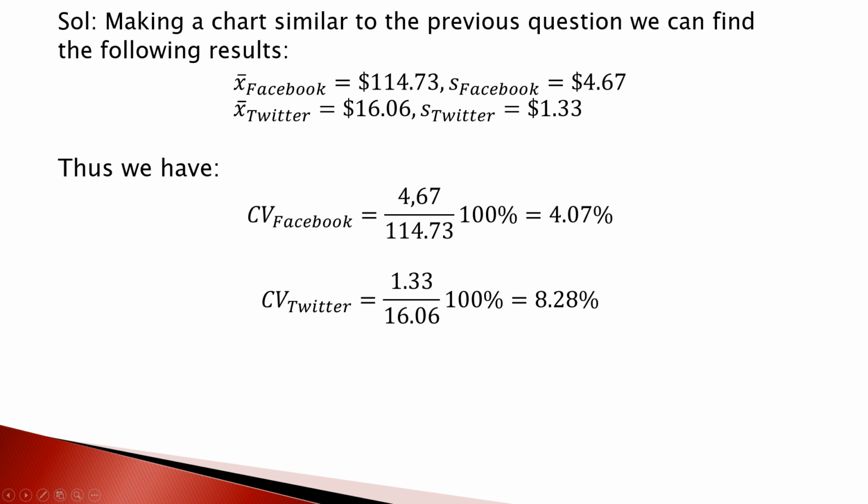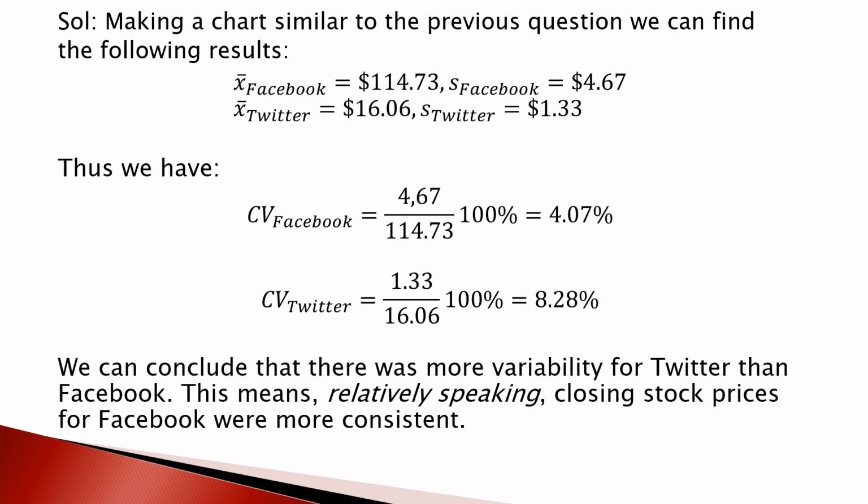The coefficient of variation for Facebook is 4%, but for Twitter it's 8%. So how do we interpret that? We can see that there was more variability for Twitter than Facebook. That means, relatively speaking, and that small phrase is important, guys, relatively speaking, the closing stock prices for Facebook were more stable than Twitter. More stable means it's not fluctuating that much. That's the whole idea.